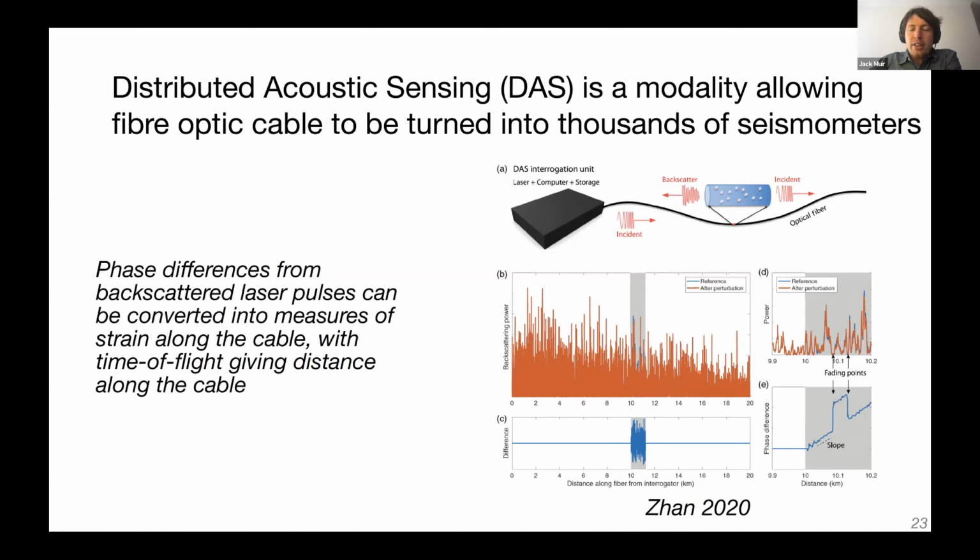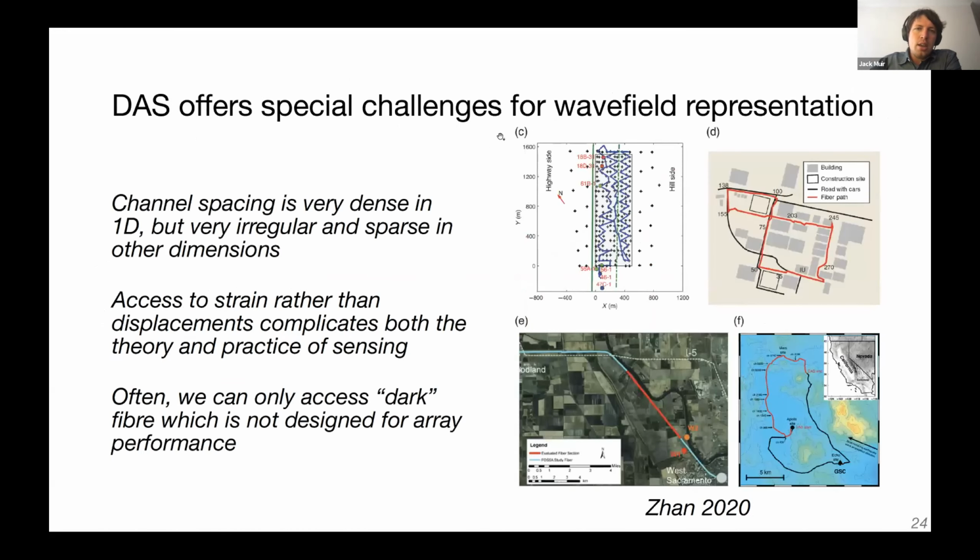But it's an amazing technology, essentially, that enables many, many thousands of instruments to be created in a relatively fast fashion, because you can just plug these interrogator unit boxes into an optical fiber and then have this instant seismic array. But it does offer specific challenges for wavelet representation.